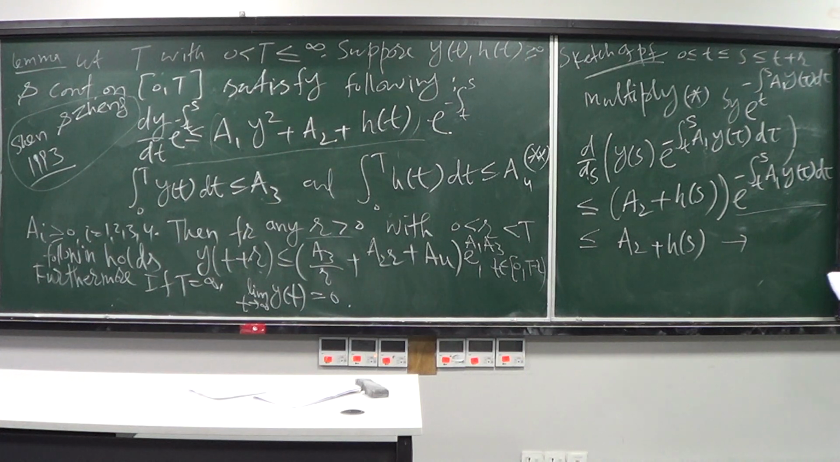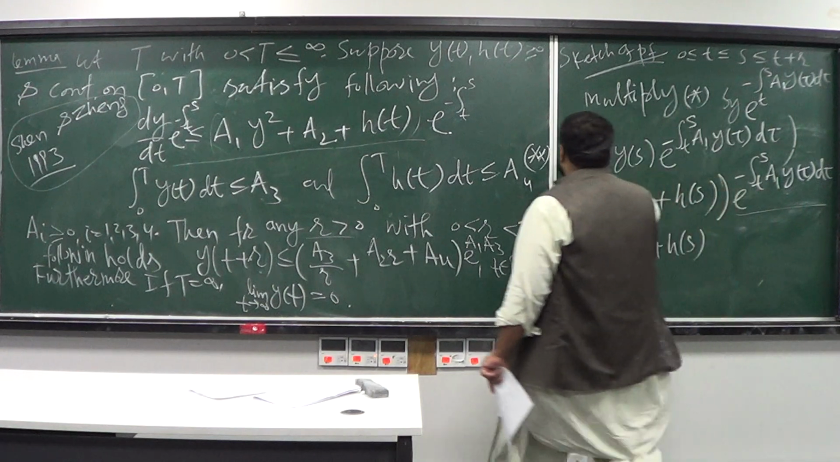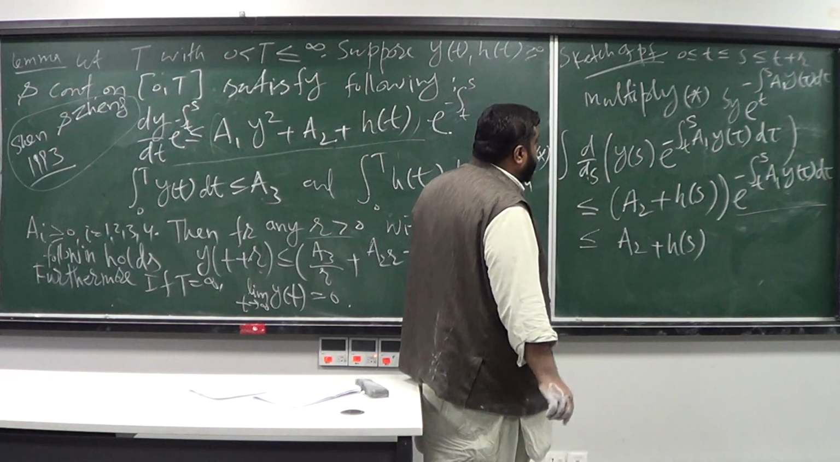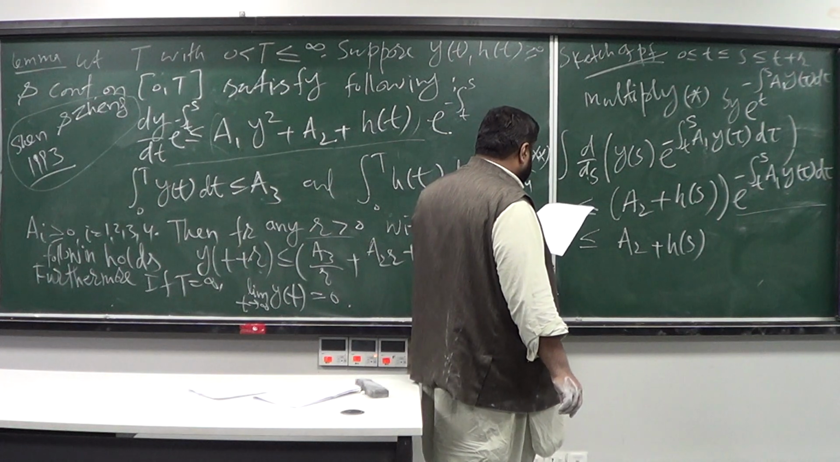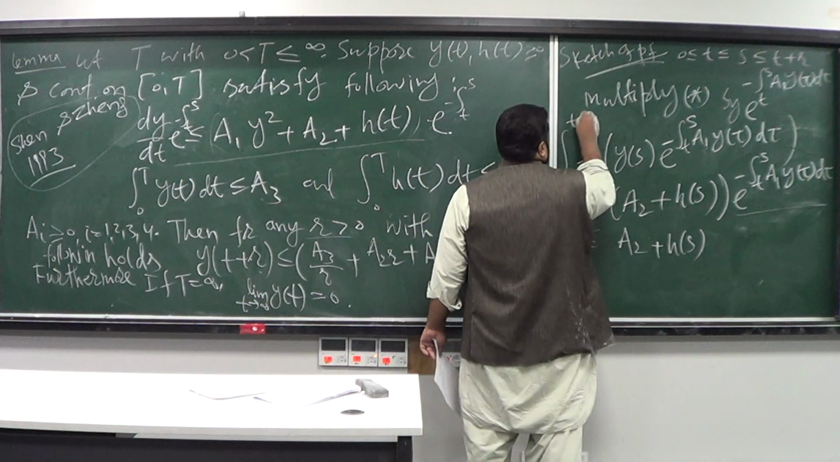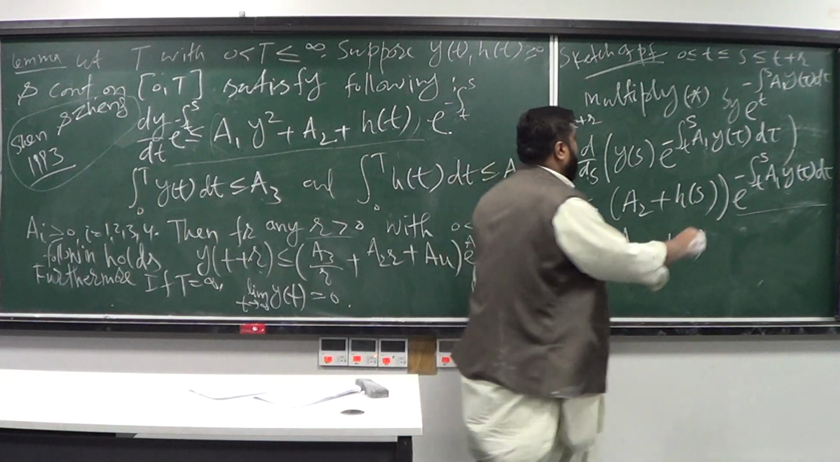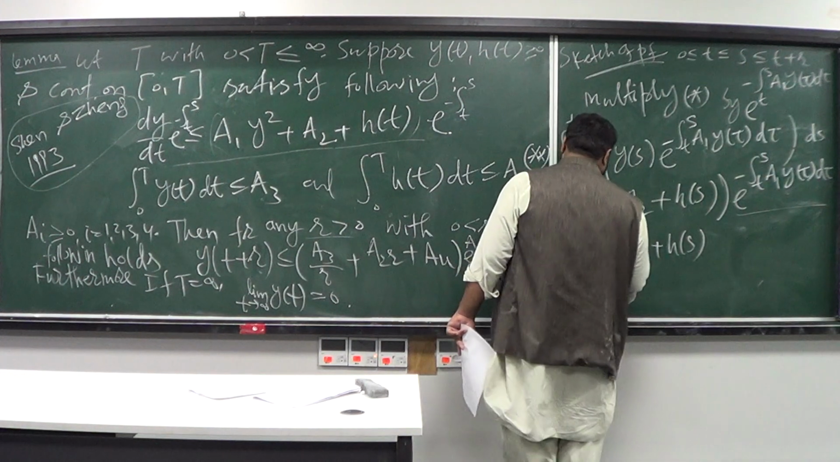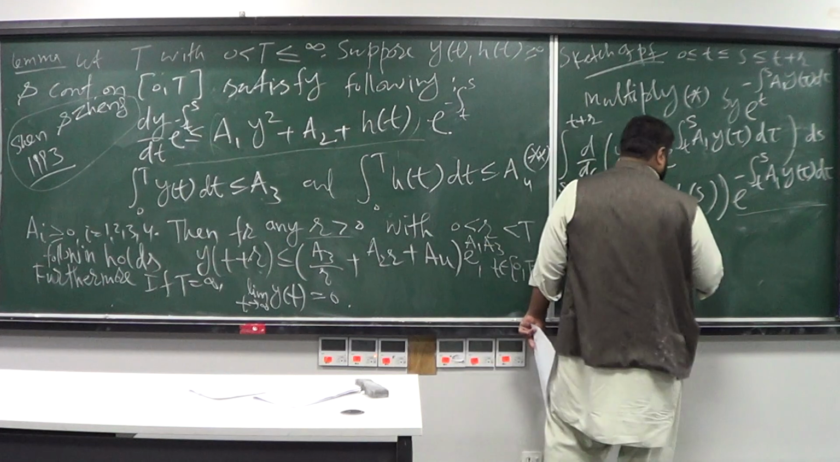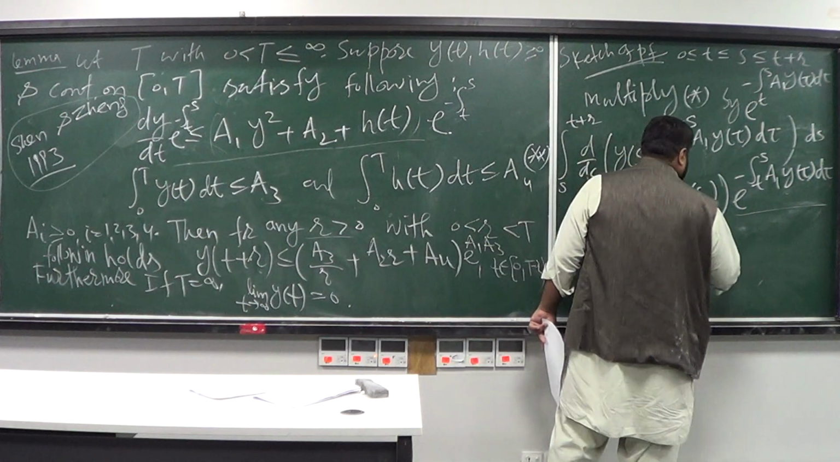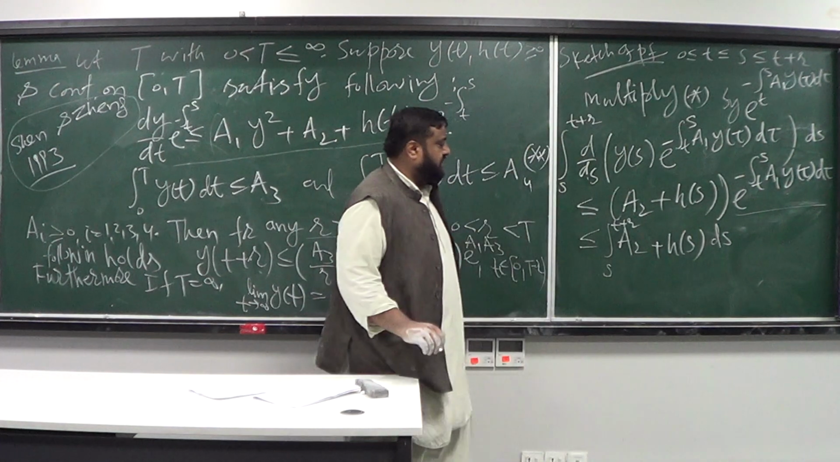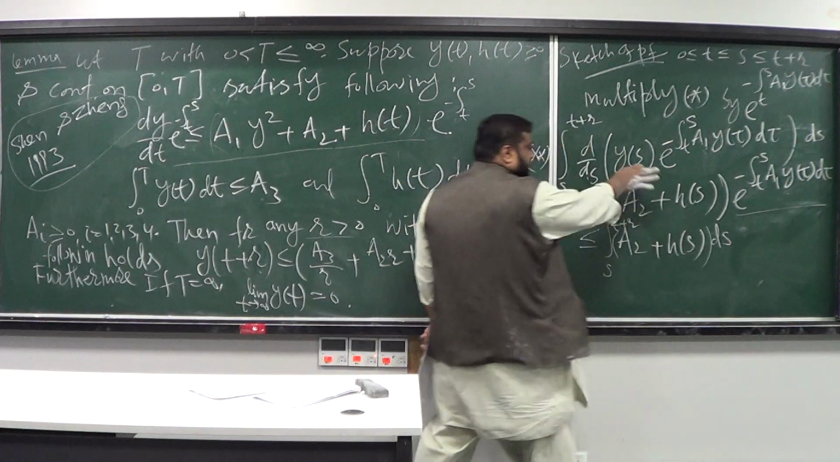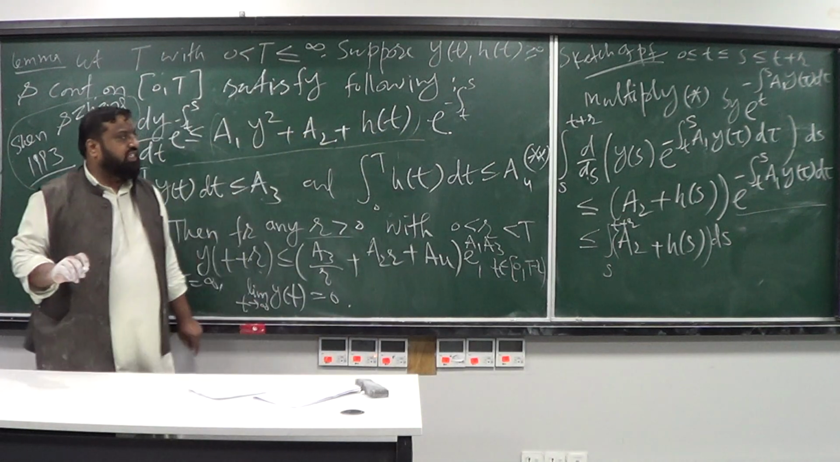So what is the next thing that you do? Now let's integrate this obtained inequality from both sides, from s to t plus r, with respect to s. So I need to integrate from s to t plus r with respect to ds. Okay, so this is what I need to do. I've proved the inequality, and then let's integrate.